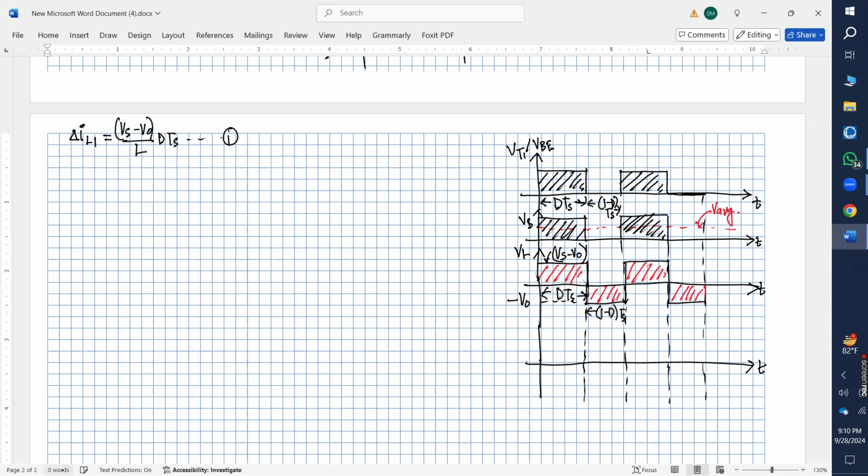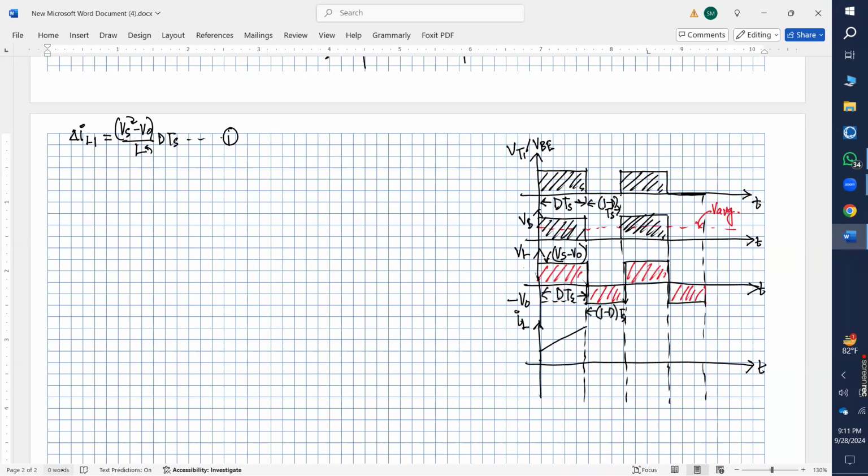So if we try to draw the output for the current here, during the time when your inductor voltage is positive, your inductor current will ramp up like this. Why is that? Because this voltage Vs minus V naught, both are DC. So this value and this value both are constant, right? So the current here will have a constant slope like this. Right? Is there any question regarding this?